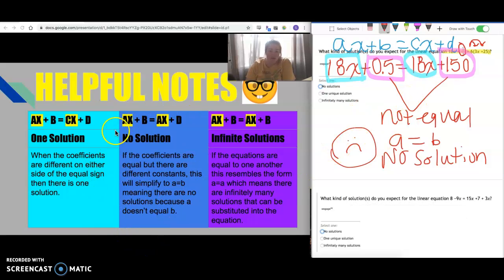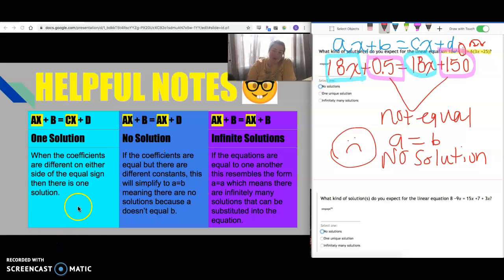And then if I were to ask to explain, I would reference the coefficients and the constants, which we can look over here. So if I were to explain this, the coefficients are equal, but the constants are different. So this would simplify down to A equals B, meaning there are no solutions. If the coefficients are equal and the constants are not equal, you would get no solution because that simplifies down to A equals B.